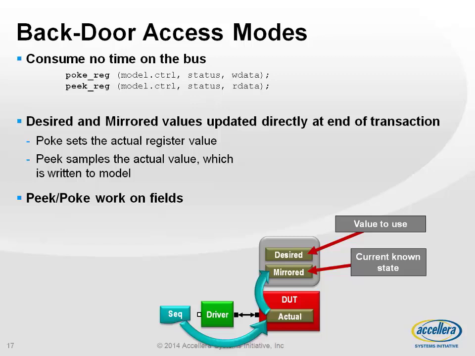It may be the case that you want to do a bunch of stuff through peeks and pokes and then do one access at the end to update the desired and the mirrored values. These just allow you to go directly into the hardware and not worry about anything else. Since we're updating the actual value, it will update the mirrored value, but we're not keeping track of the desired value with peek and poke.